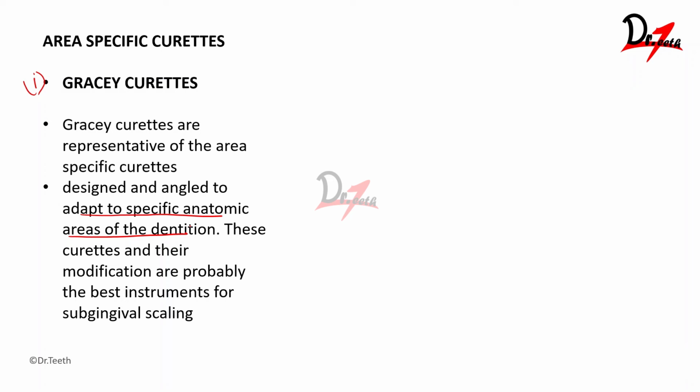Now these curettes and their modifications are probably the best instruments for subgingival scaling. So as soon as we entered post-graduation in periodontics, almost the first instruments that we were told to buy were the Gracie curettes. It is that important to have a set of Gracie curettes as a periodontist. So there are different types of Gracie curettes.